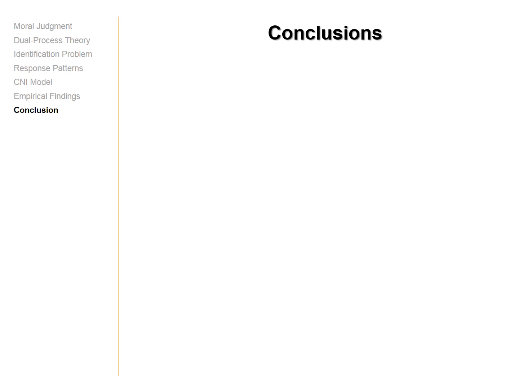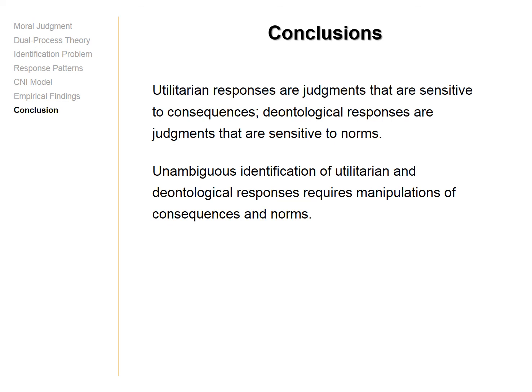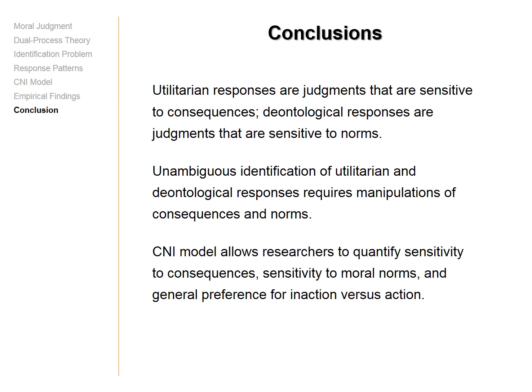So to conclude, the starting point of my talk was that utilitarian responses should be understood as judgments that are sensitive to consequences, and that deontological responses should be understood as judgments that are sensitive to moral norms. If this idea is taken seriously, unambiguous identification of utilitarian and deontological responses requires experimental manipulations of consequences and norms. If that is done, it becomes possible to independently quantify sensitivity to consequences, sensitivity to moral norms, and general preference for inaction versus action regardless of consequences and norms. And that's what we see as the primary contribution of our CNI model.